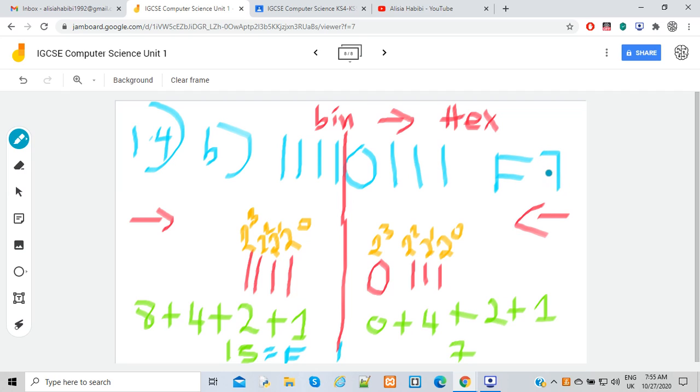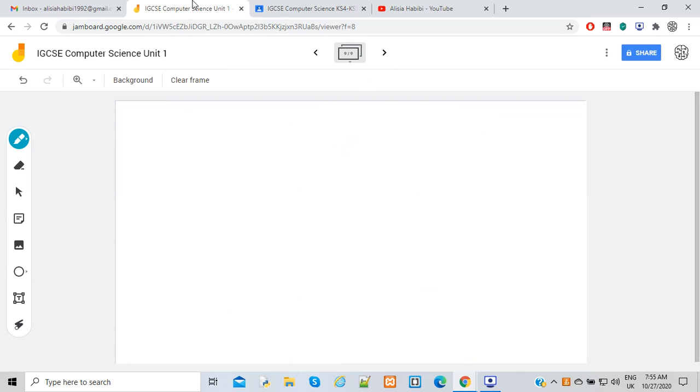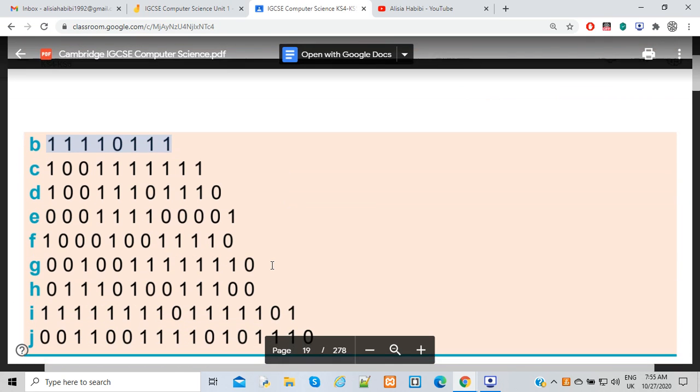So this is the answer for this question here. In hexadecimal, this binary is represented as F7. We're going to do one more example. I want to take a really long one so we can look at it.